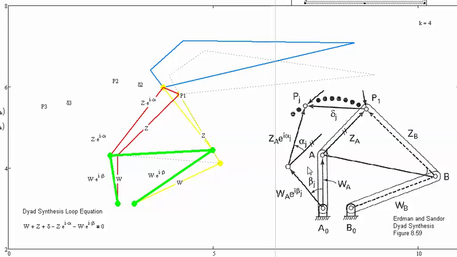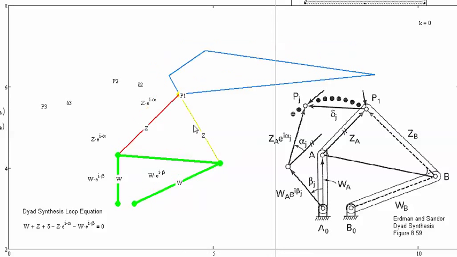And now, where's the triangle? The triangle in its initial position, let's go back to the initial position, is right here. Green line, yellow line, red line. And that triangle is a rigid body.